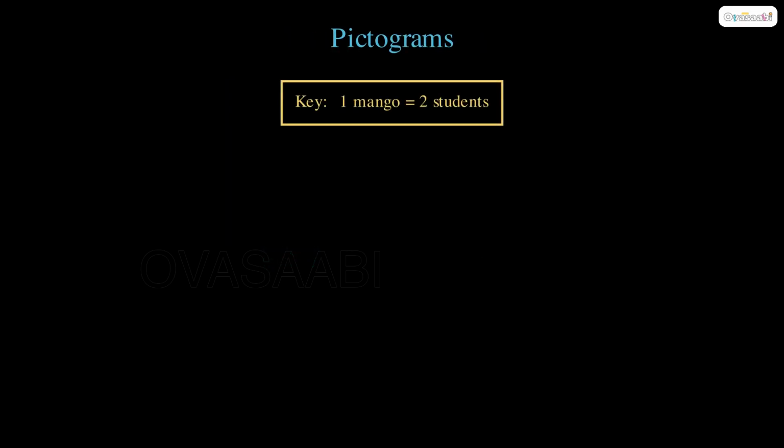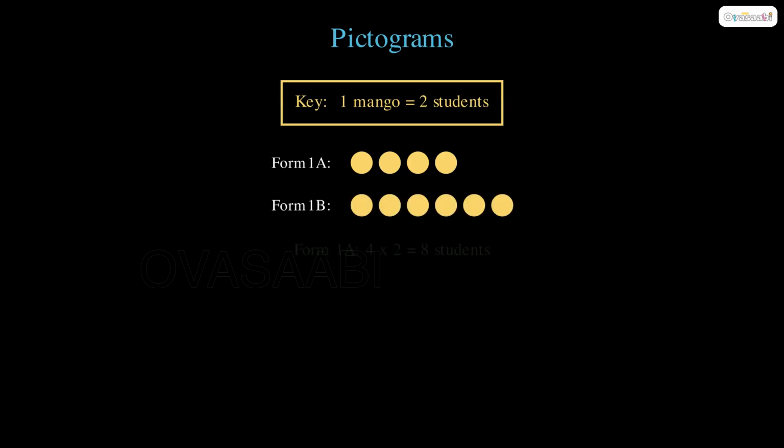A pictogram uses symbols to represent quantities. Look at the key. 1 mango stands for 2 students. Form 1A has 4 mangoes, so 8 students. Always read the key first.